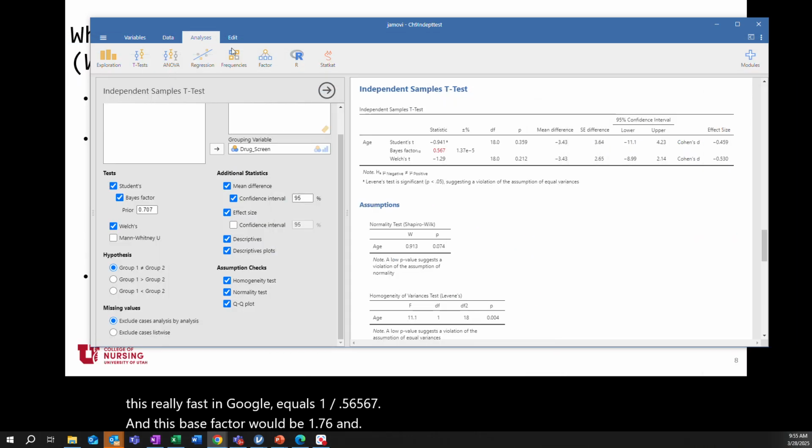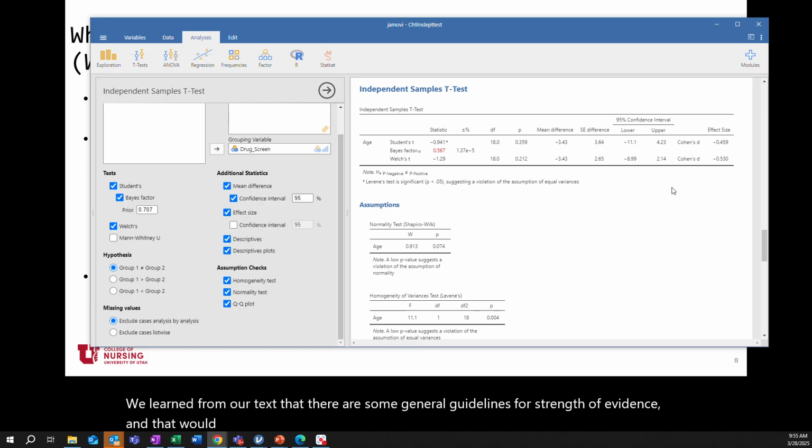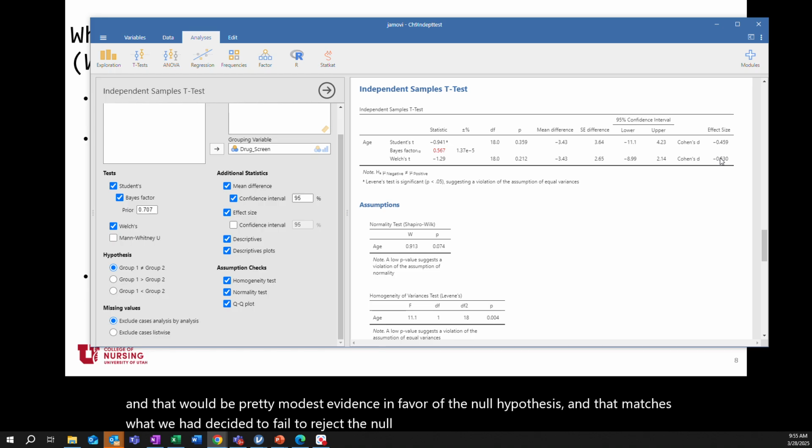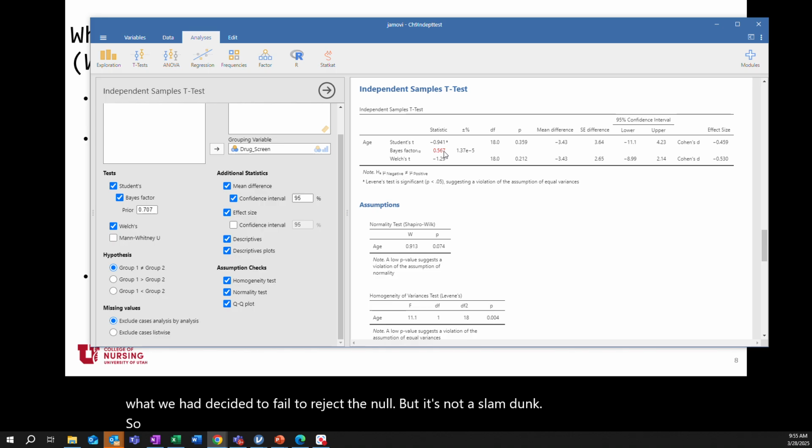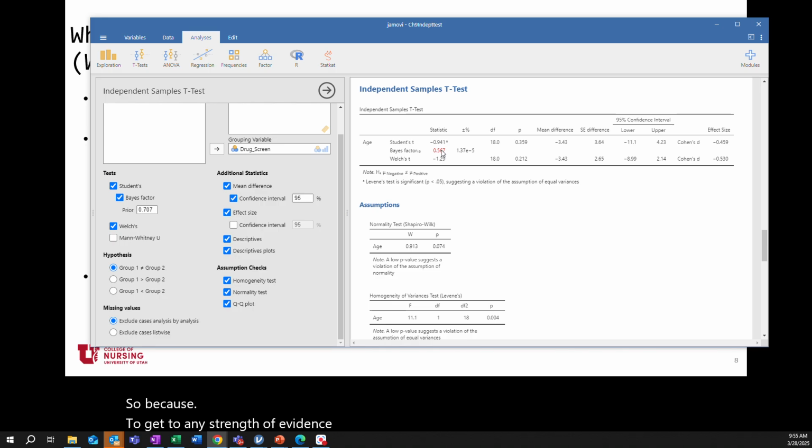And we learned from our text that there are some general guidelines for strength of evidence, and that would be pretty modest evidence in favor of the null hypothesis. And that matches what we had decided, to fail to reject the null, but it's not a slam dunk. Because to get to any strength of evidence, we're looking for values of 20 or more.